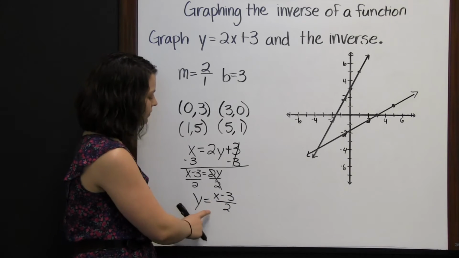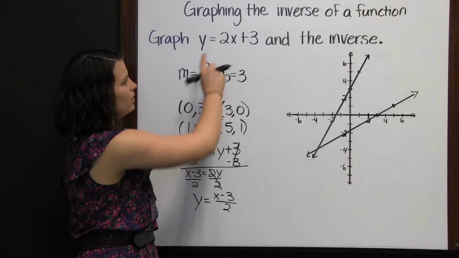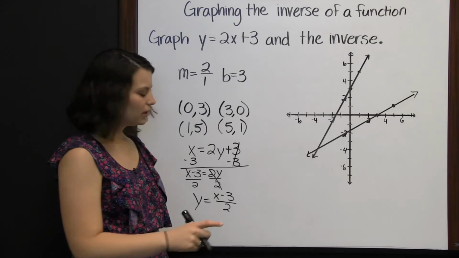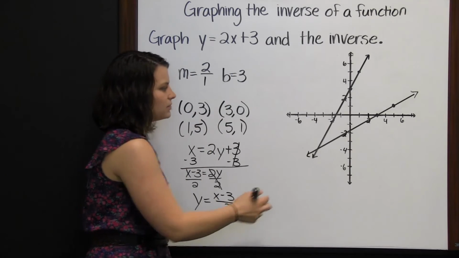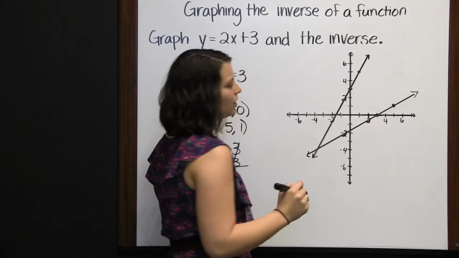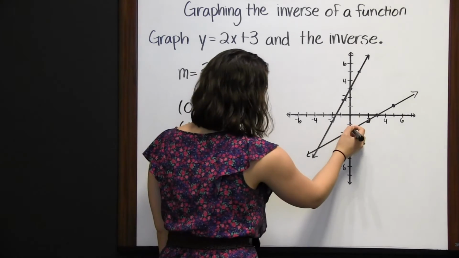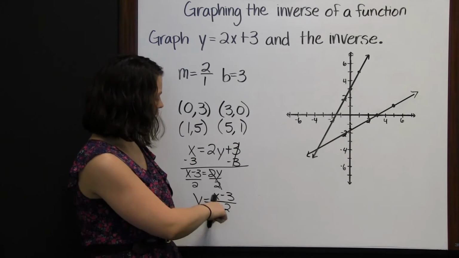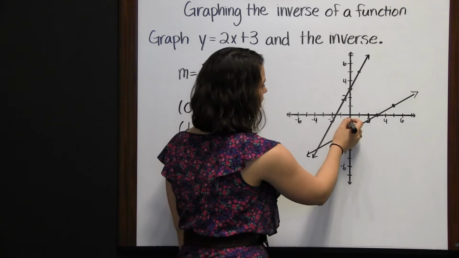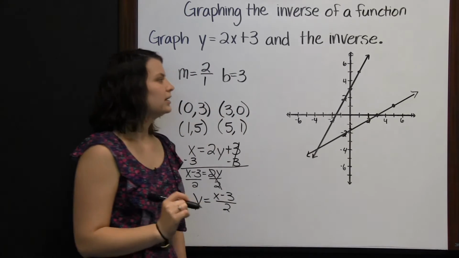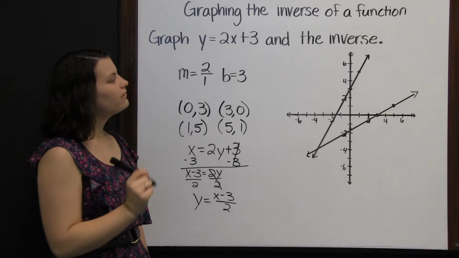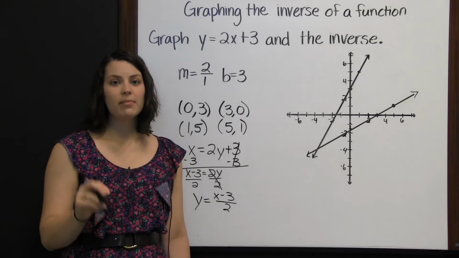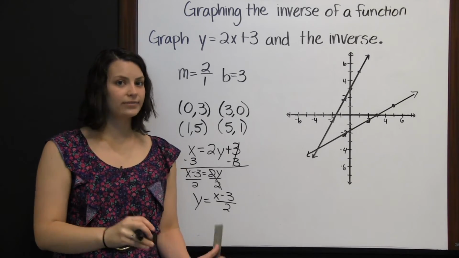But then you could graph this inverse function the same way we graphed our original function by graphing the y-intercept, -1.5, and mine's a little off because of human error, but it should be about right there. And then we would use our slope 1/2 to rise 1 and run 2. So when you're graphing a function and its inverse, just remember, switch the x and y.